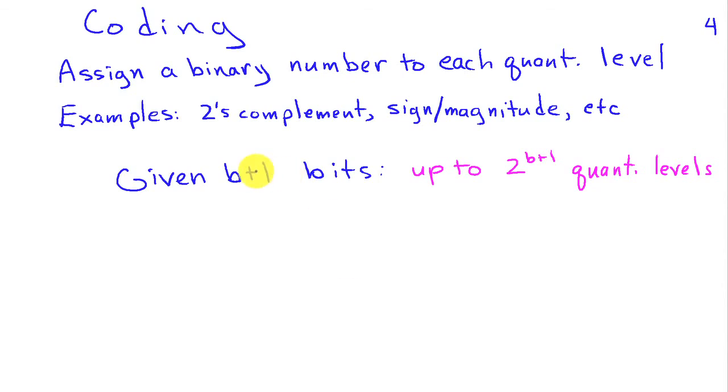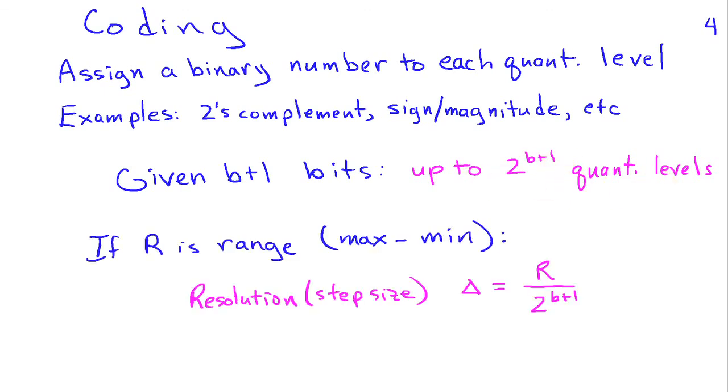But if I have a total of b plus 1 bits, then I can represent up to 2 raised to the b plus 1 quantization levels. If my range, that is the maximum value minus the minimum value that I'm willing to represent, is capital R, then my resolution or my step size can be related to the number of bits through this expression right here. So delta becomes the range divided by the number of quantization levels, or 2 to the b plus 1, and this again is for a uniform quantizer.